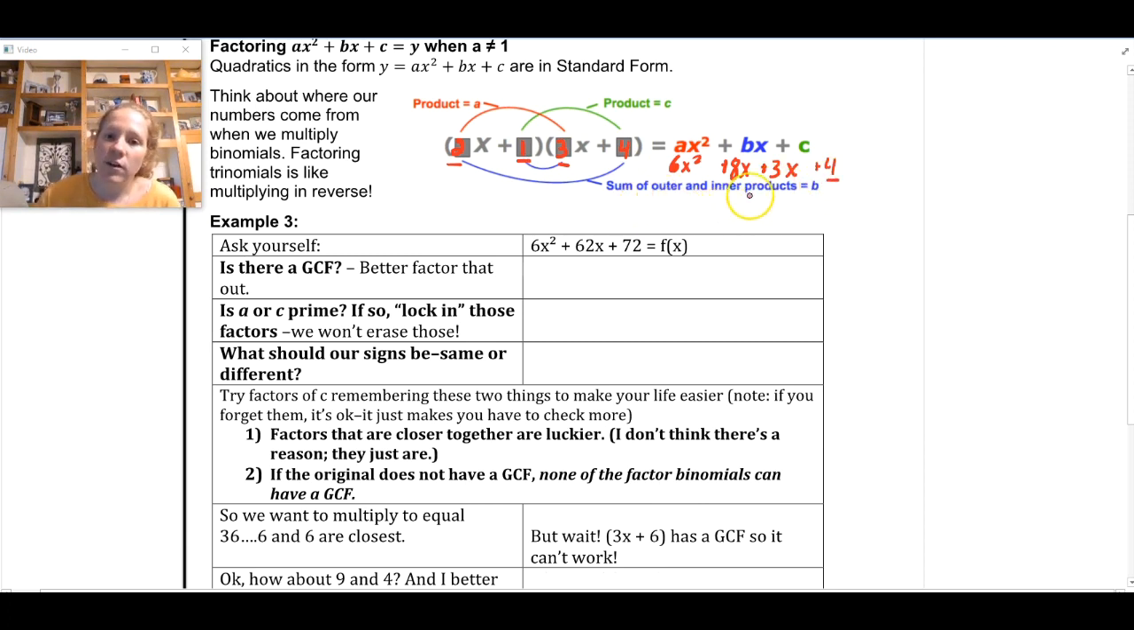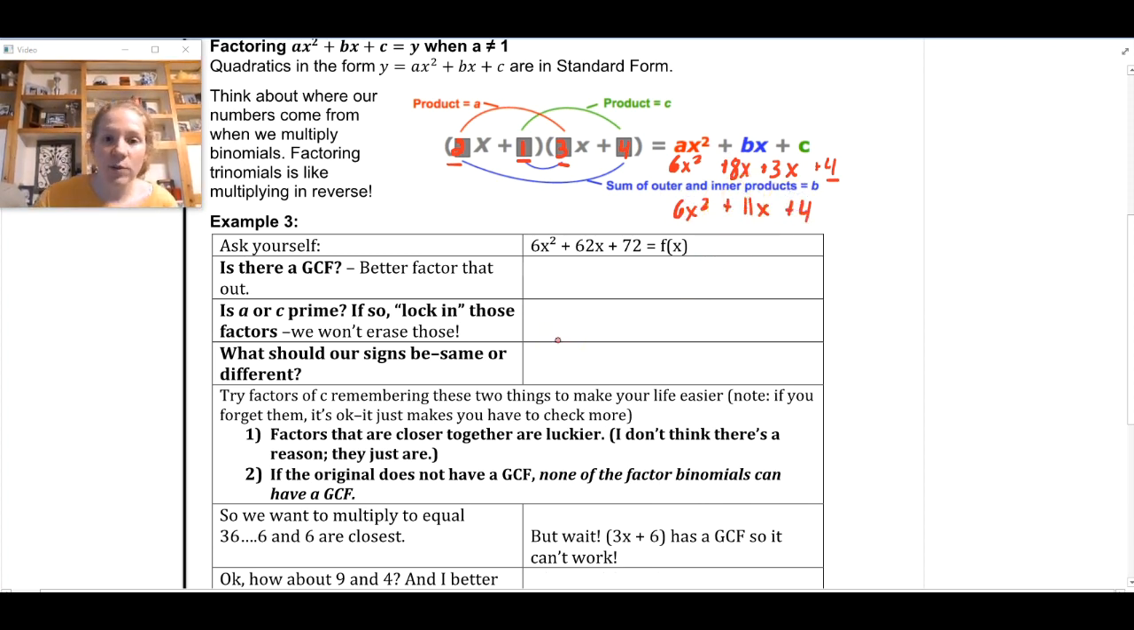The one that's difficult is B, because our B value comes from combining the terms you get when you multiply the inner products and the outer products. So multiplying this 1 times 3 gets me 3x, multiplying this 2x times 4 gets me 8x, and adding those together gives me that B value. So in this case, my B would be 11x.